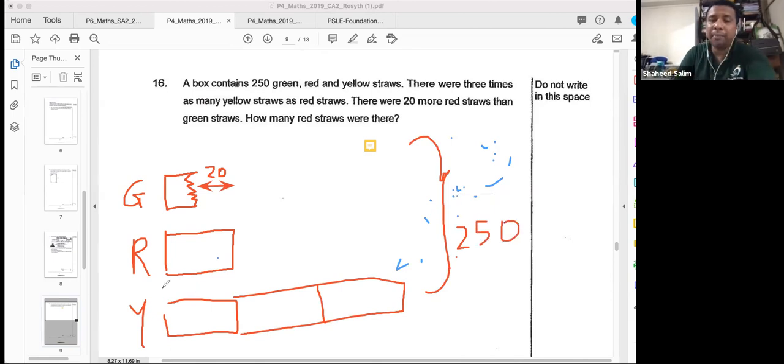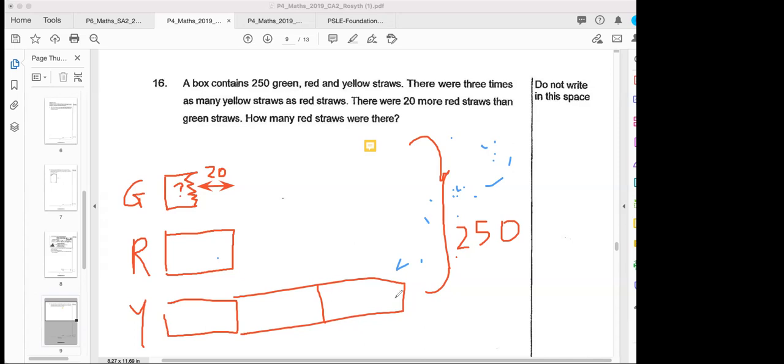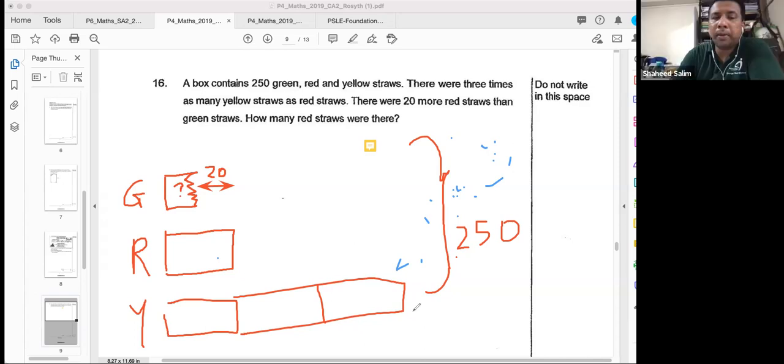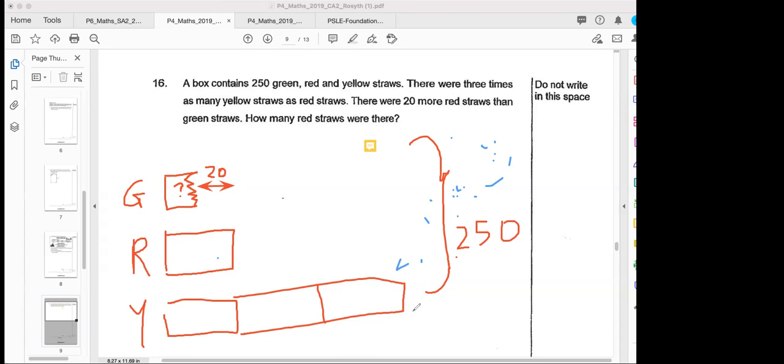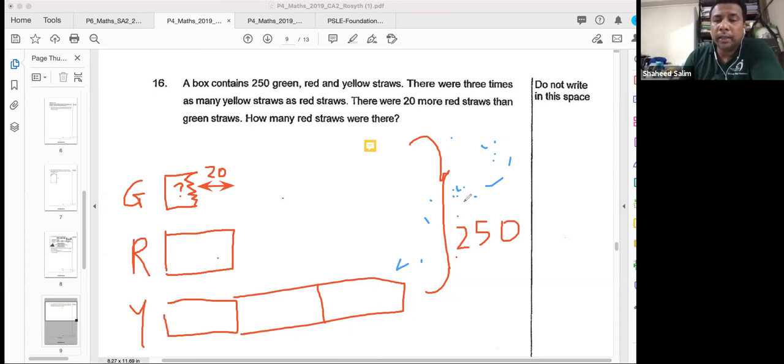So now, how many units is equal to 250? 1, 2, 3, 4, but we do not know how many units this is. Can you see the problem here now? If I want to know the number of units, I cannot tell: this is 1, 2, 3, 4, plus how many, I don't know. So in order to make it 1 unit down here, I need to plus 20. So I plus 20 here, I must also plus 20 here.